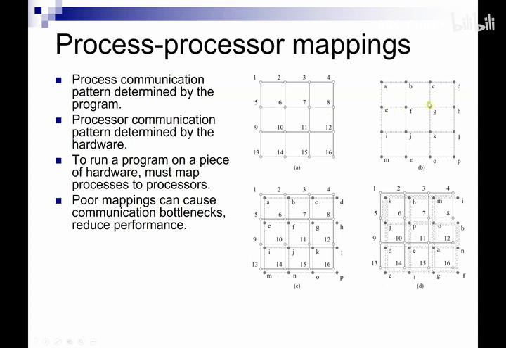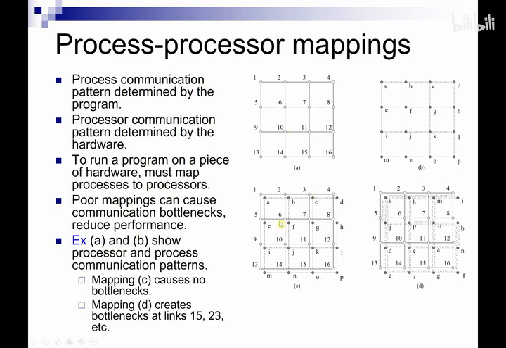Okay, so for example, if we have a logical communication pattern, which is a grid, right? And then if we have a physical communication network, which is also a grid, then of course the most natural mapping is just to map this grid onto the other grid. Okay, just like I'm showing in figure C over here, right? And if you do this, then you don't have any communication bottlenecks.